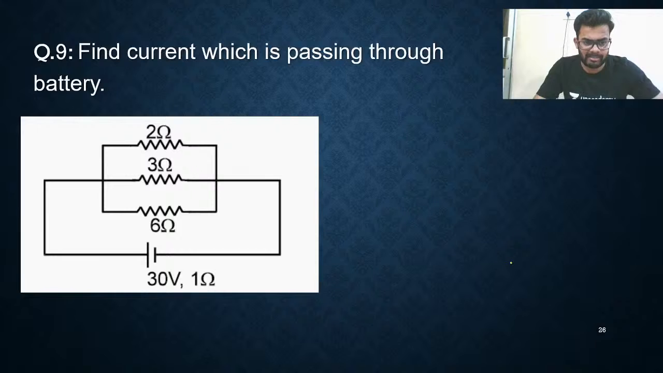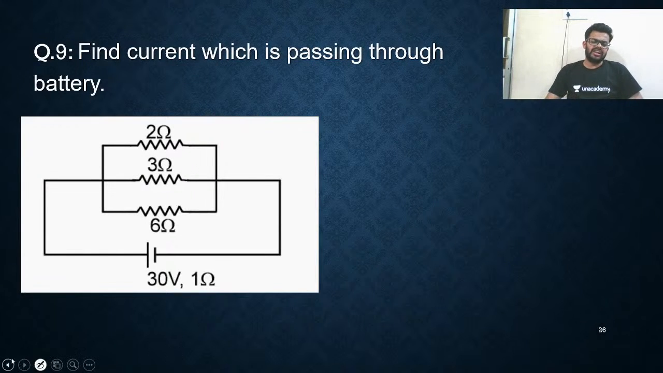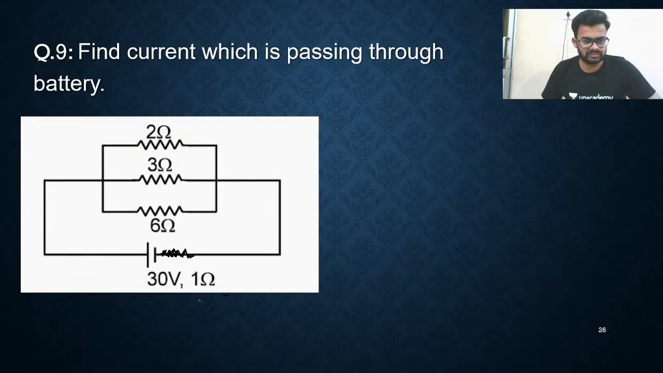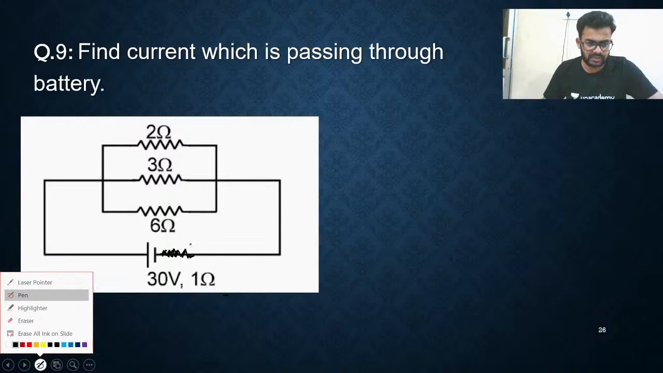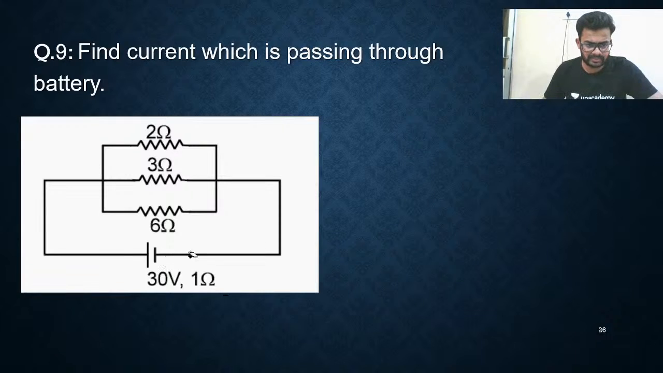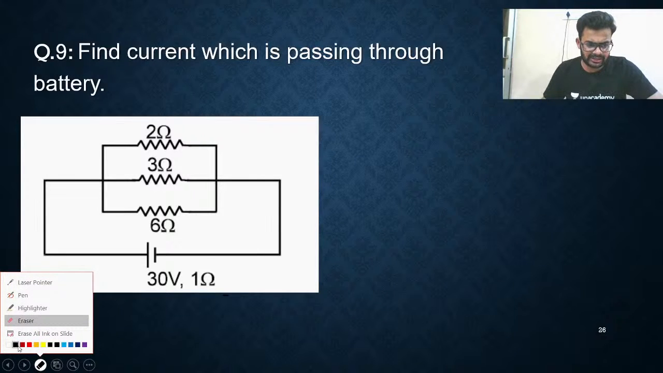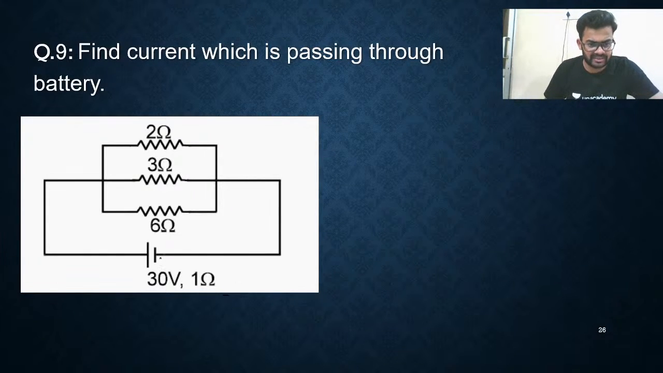Question number 9 is in front of you. But here the internal resistance is given. So series is there, along with that parallel is also there. You need to find the current passing through the battery. Come on, you can do it. Find the current through the battery first. Waiting for your answers. The internal resistance is given, 1 ohm is the internal resistance. Same question, but internal resistance is added.